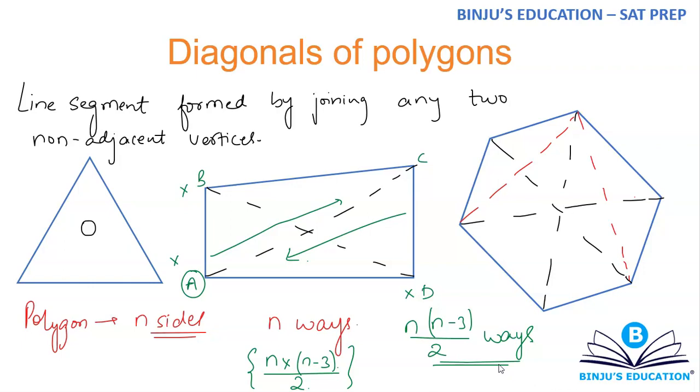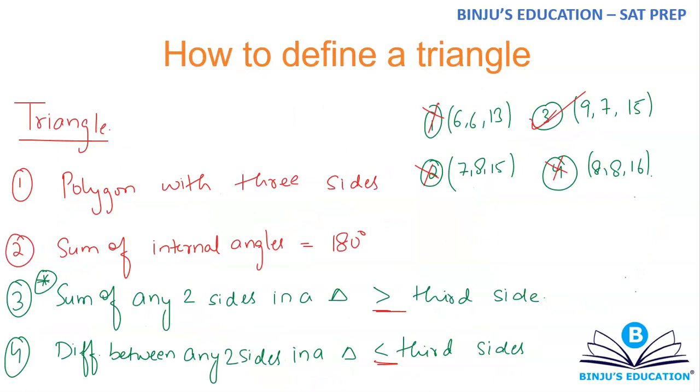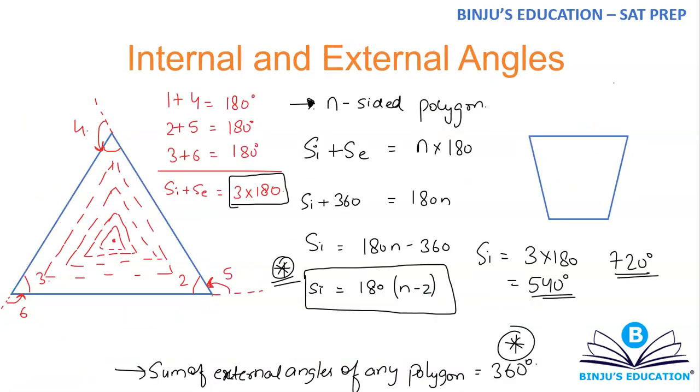So we understood a couple of things. Let me just revise them for you. First, we understood what a triangle is. We defined triangles using 4 basic properties: it's a polygon with 3 sides, the sum of the internal angles is 180, the sum of any two sides is greater than the third one, and the difference between any two sides is less than the third one. Then we moved on to internal and external angles of a triangle.